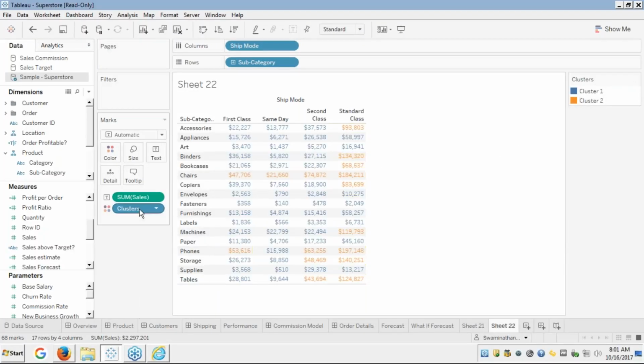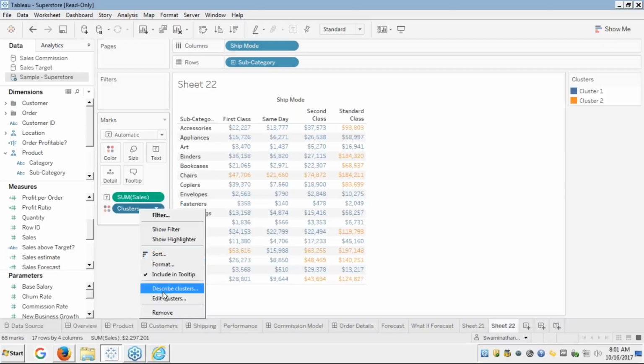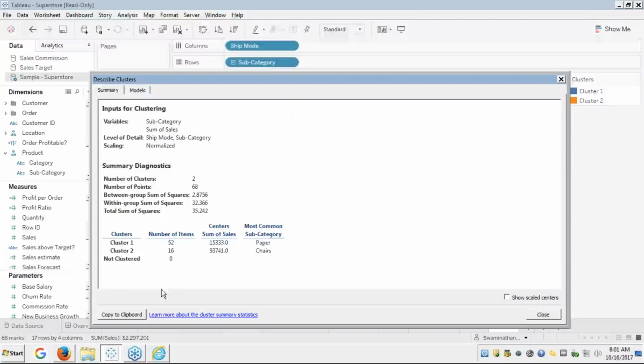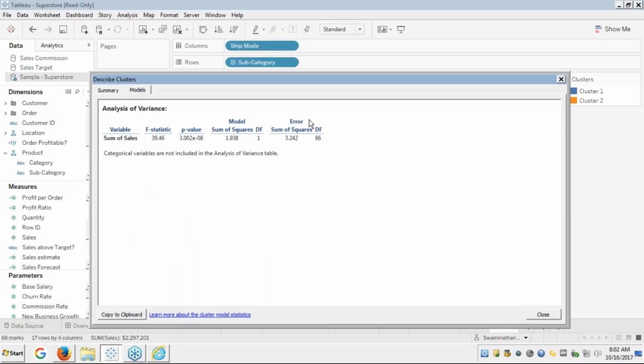So if you need to know what this cluster is doing and what the model is, you can just right click here and describe the clusters to see what the model is. So it's basically grouping the items, 52 items it has grouped based on the centers, and the other center it has chosen 16 items. That is the most common subcategories, paper and chairs. Based on these two, it has created two different clusters, and this is what we are getting there.